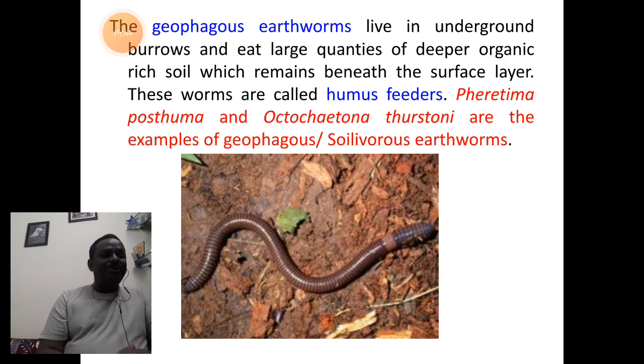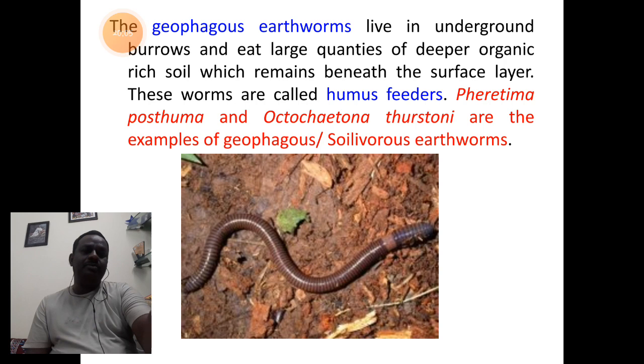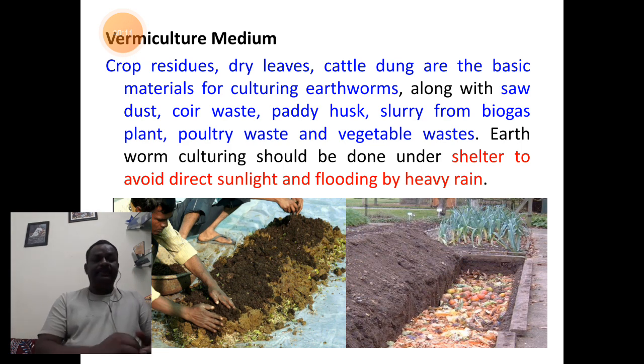It includes examples like Ferritima postuma and Actochetona thurstoni. And these earthworm species are not used in the process of vermiculture and vermicomposting technique because they eat away the nutrient content of the soil. So they are not suitable species of earthworm for the vermicomposting technique.